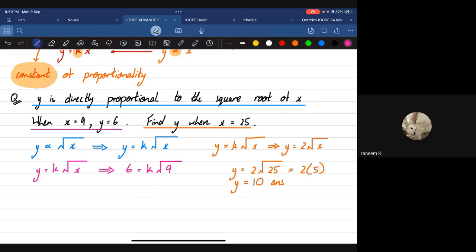Now, if I were to solve this, Raneem, it's going to be 6 is equal to k times the square root of 9. What is the square root of 9? 3. Right? So k is equal to 6 over 3, which is equal to 2. All right, Raneem? Is this clear now? Yes, sir. All right, excellent.